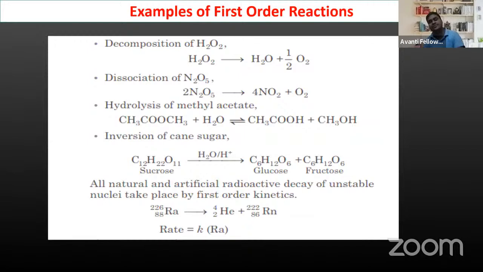So what are the examples of first order reactions? Like the decomposition of H₂O₂ to give H₂O plus half O₂. Dissociation of N₂O₅ to give NO₂ and O₂. Hydrolysis of methyl acetate. Inversion of cane sugar, a very famous example: sucrose is inverted to glucose and fructose. These are all examples of the first order. All natural and artificial radioactive decay of unstable nuclei takes place by first order kinetics only, so just remember this.